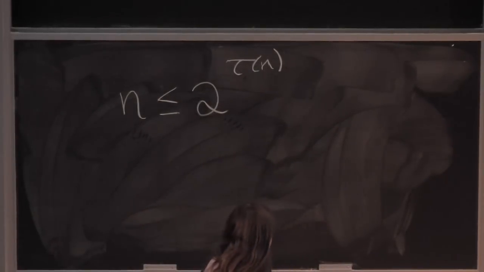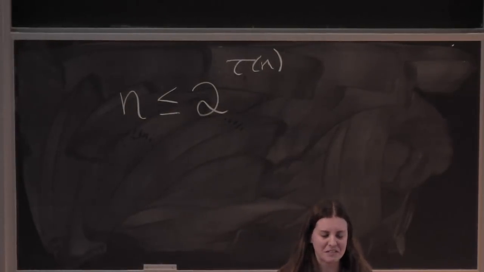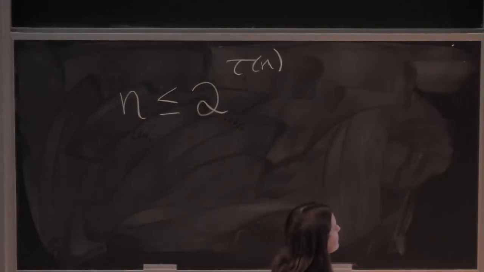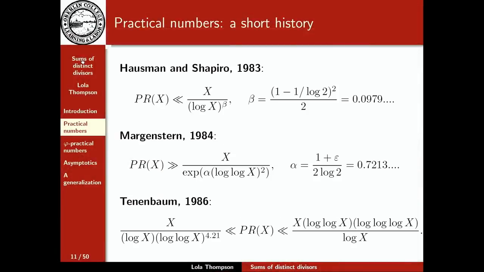So we need that to be true. And in order for that to be true, we need n to have a lot more than the usual number of prime factors. So that's why n has to be in the set of density 0 with a huge number of prime factors. So anyway, that's the first result we have on the practical numbers. Things have since been improved.